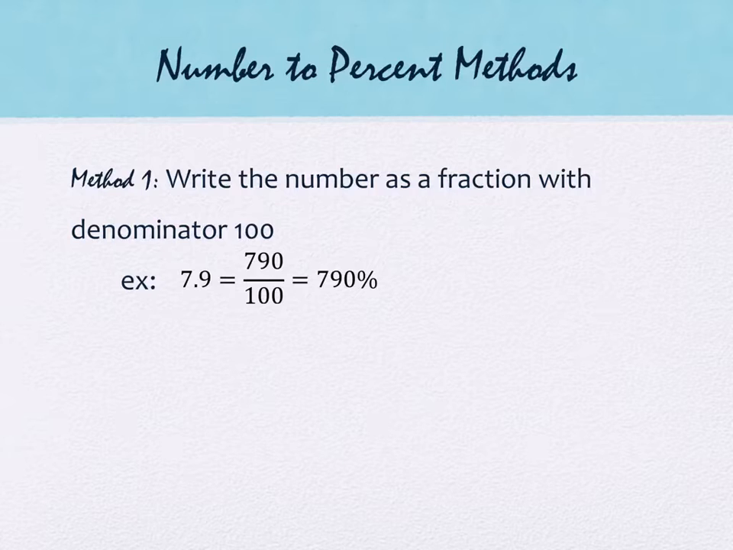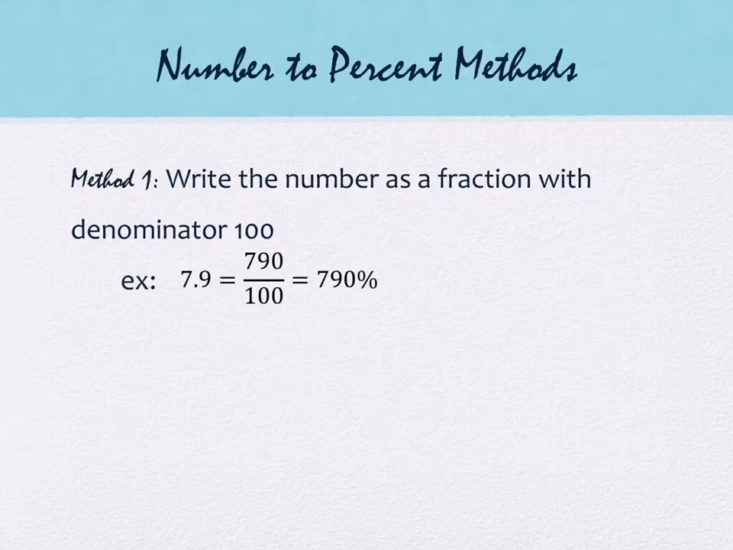The first method is to write a number as a fraction with the denominator 100. For example, 7.9 is the same thing as 790 hundredths. Imagine turning $7.90 into pennies. You'd have 790 pennies. So that's the 790 on top, and the 100 tells you how much each of those coins would be worth, 1/100th. And this is the same as 790%, because percent means the value per 100.